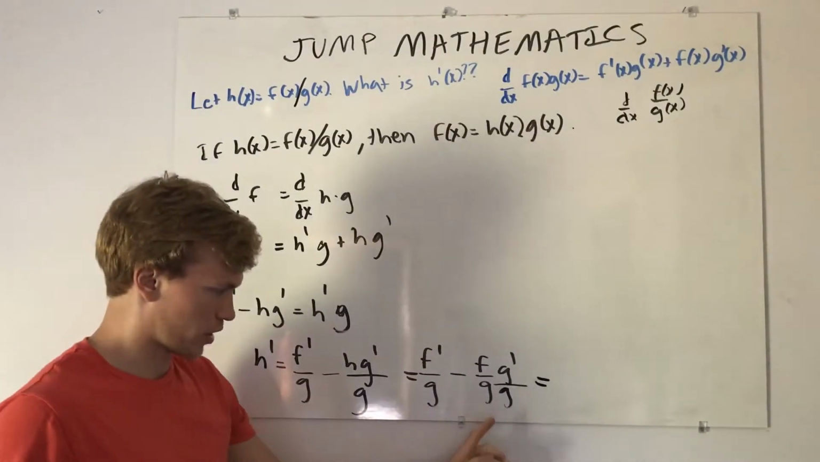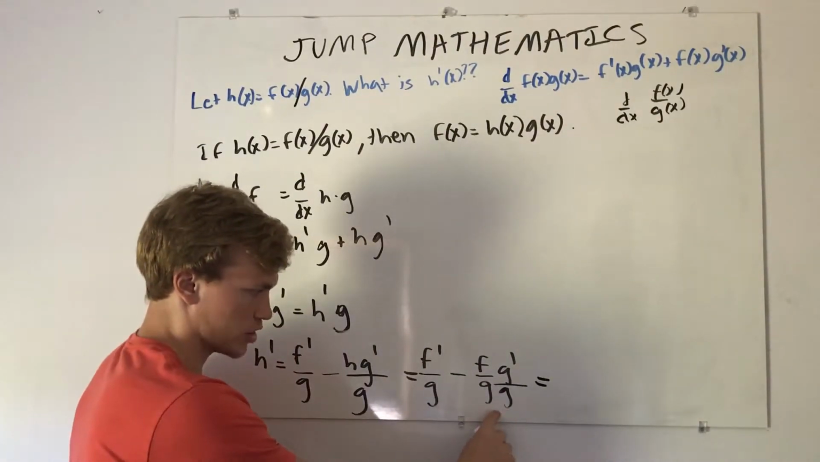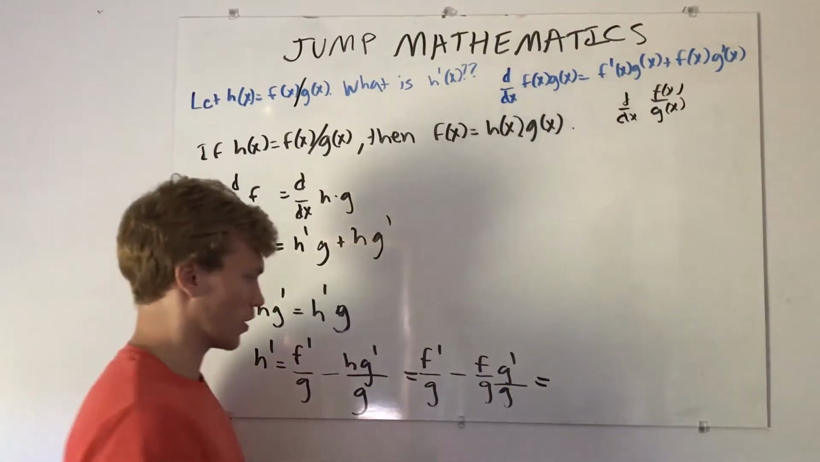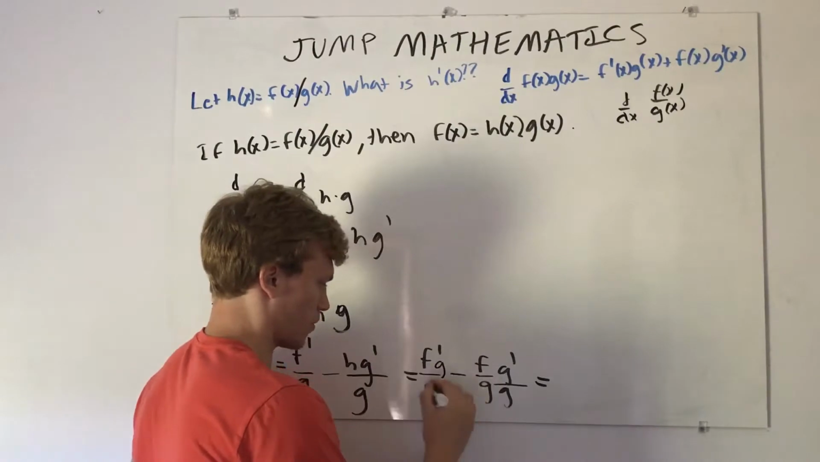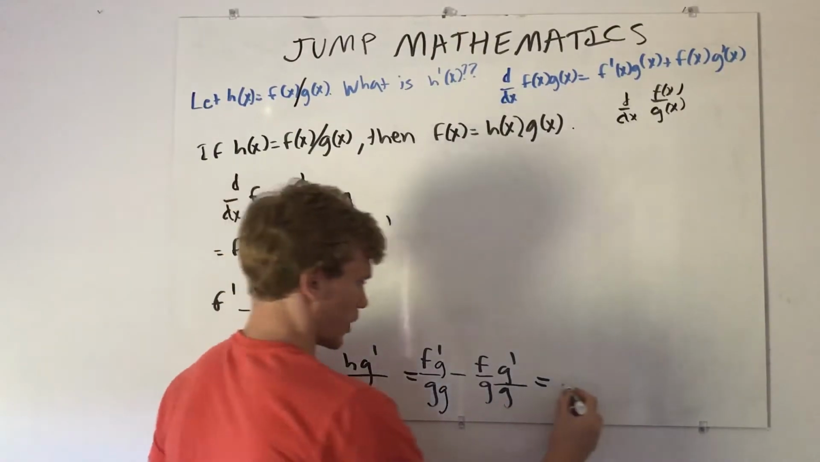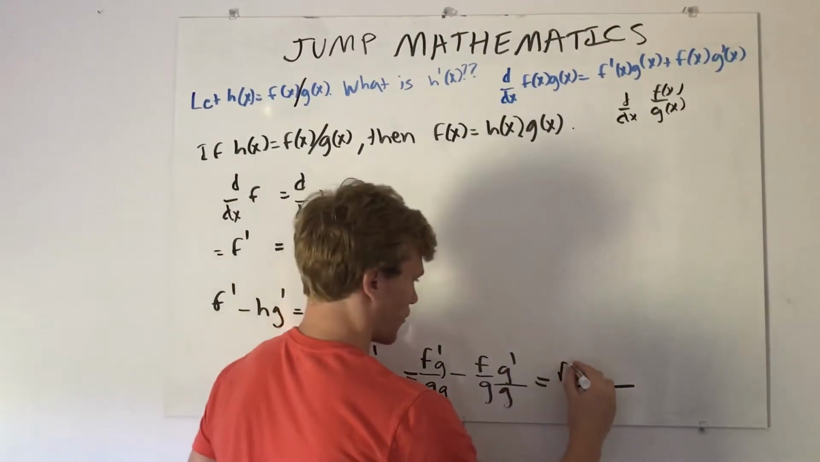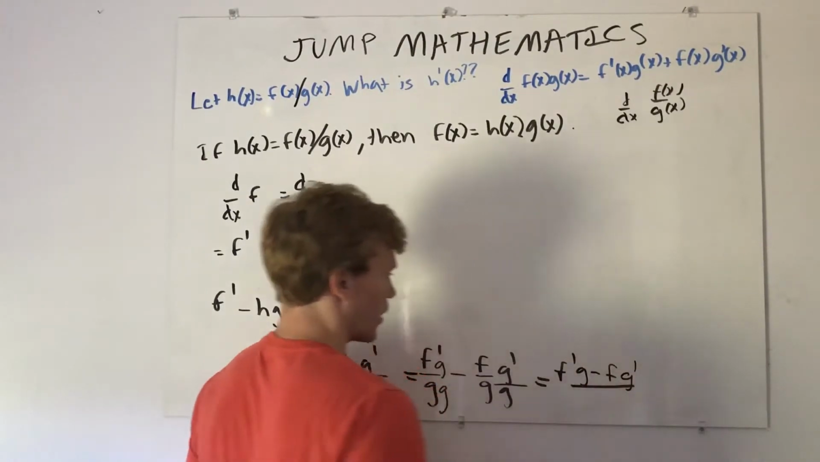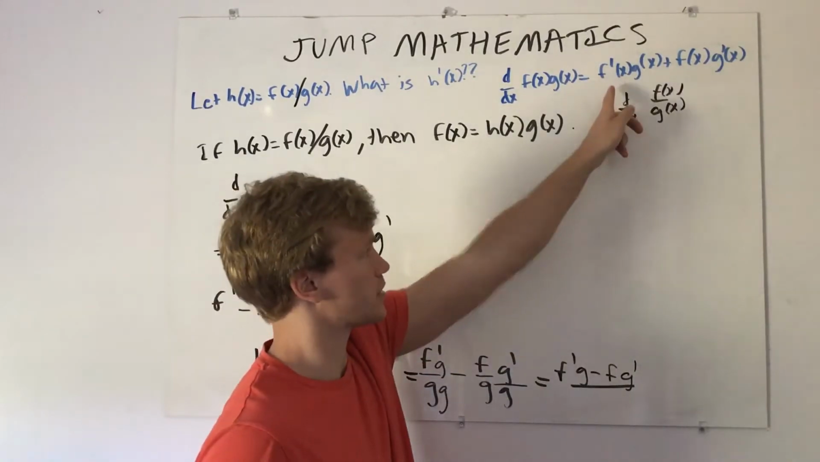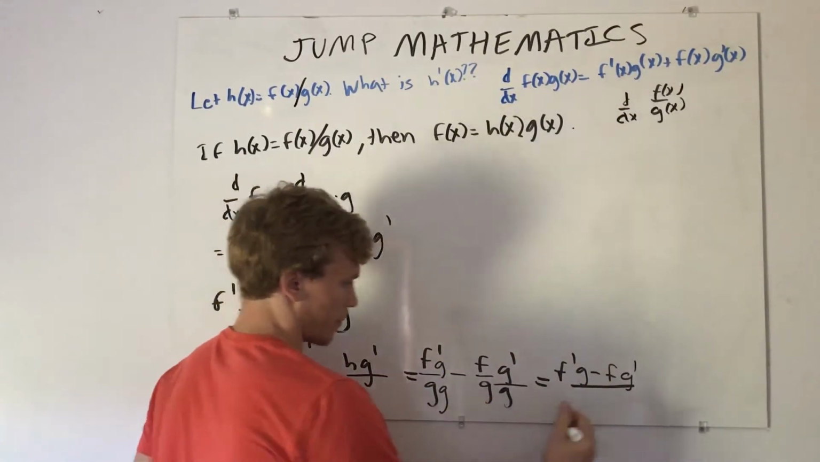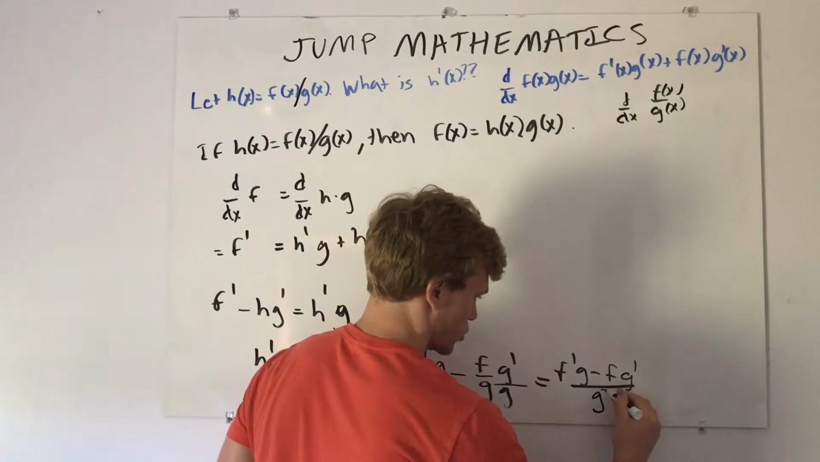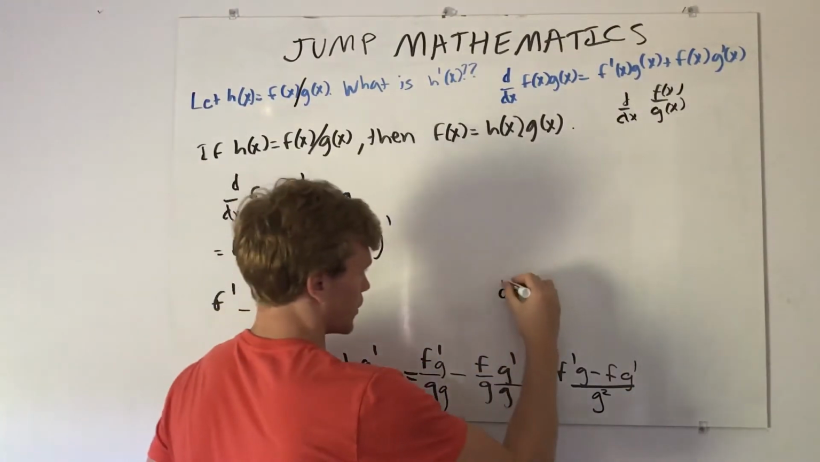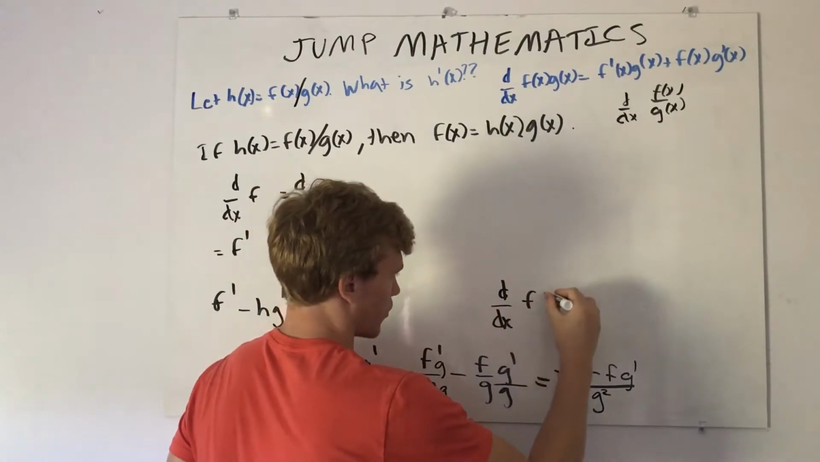Now we're adding these two fractions. Right here we have g squared on the bottom of the right one, so we want to get a g squared on the bottom of the left one. So all we're going to do is multiply by g divided by g. So then in all we get f prime g minus f g prime. Hey, look at that, that's the same as that except with the minus sign, and then in the bottom we have g squared. Okay? This is d by dx of f over g.